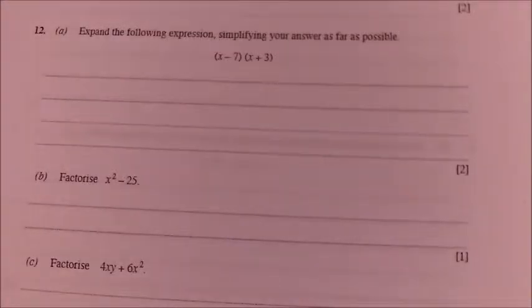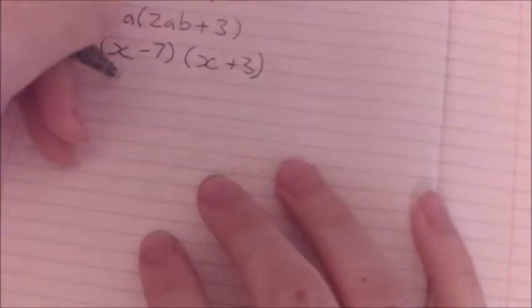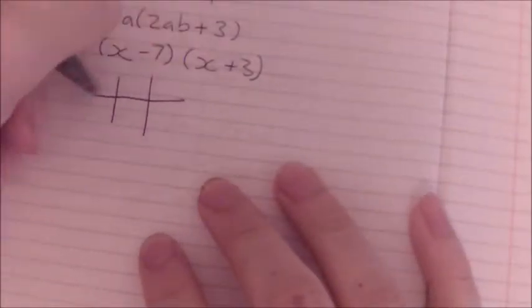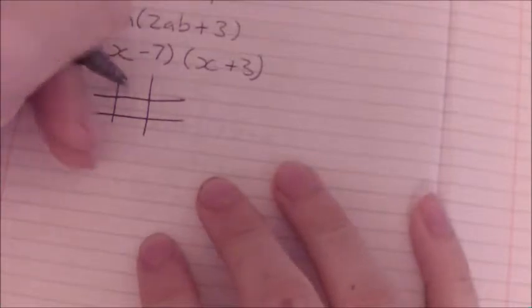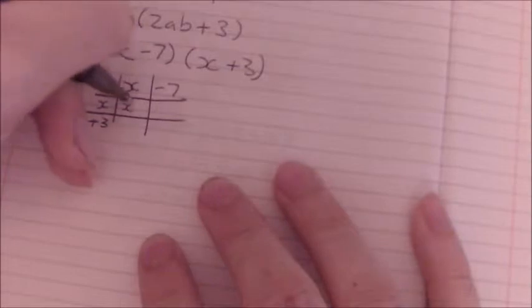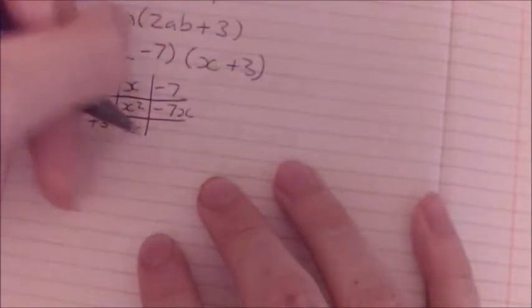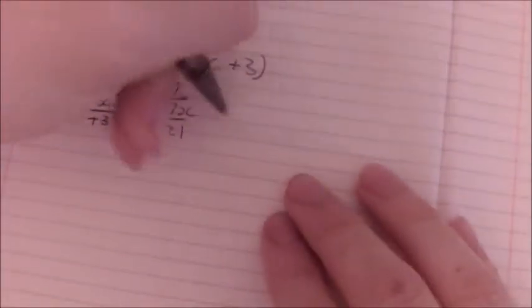The next question now is expand the following expression, simplify your answer as far as possible. We've got x minus 7 in brackets and x plus 3 in brackets. We're just going to do this through the grid method. We've got x minus 7 and x plus 3. So that's x squared minus 7x plus 3x and then minus 21.